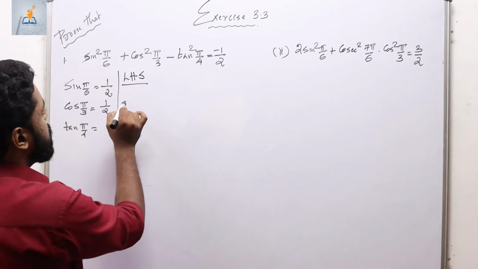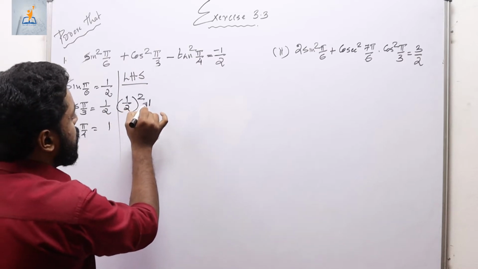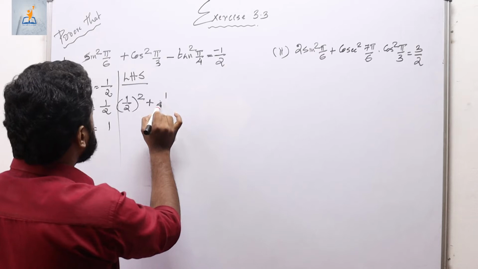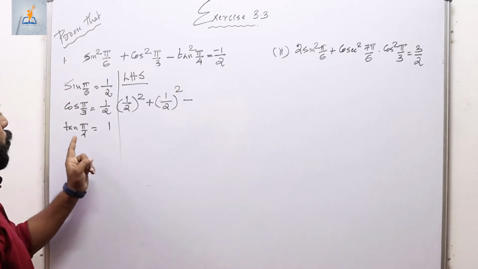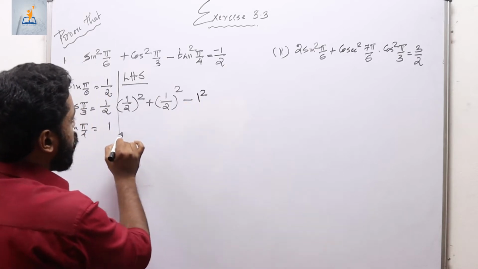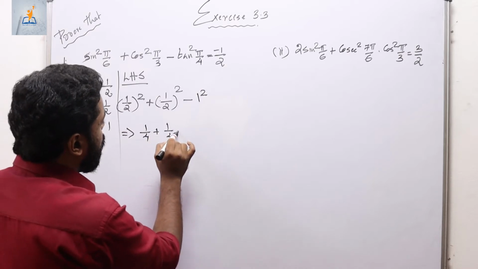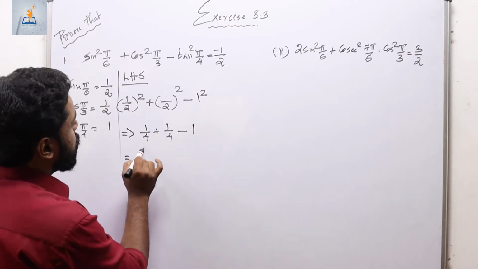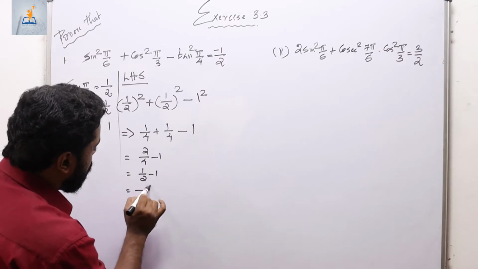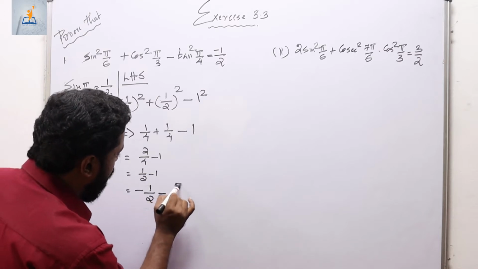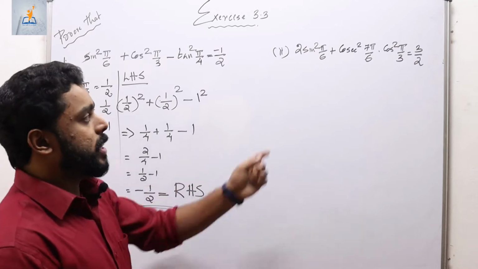So LHS becomes sine square pi by 6, which is 1 by 2 square, plus cos square pi by 3, again 1 by 2 square, minus tan square pi by 4, it is nothing but 1 square. So it will become 1 by 4 plus 1 by 4 minus 1. It is nothing but 2 by 4 minus 1. It is equal to 1 by 2 minus 1 equal to minus 1 by 2 equal to the RHS. Hence, the result is proved. Now we shall do the second question.